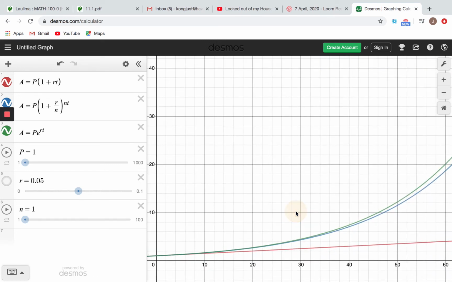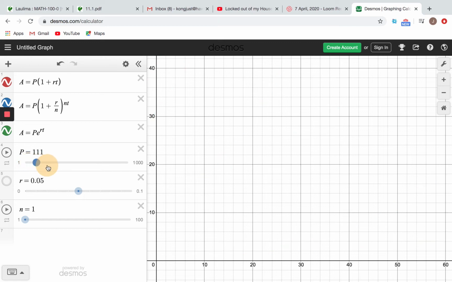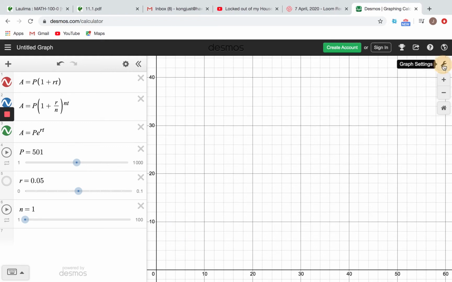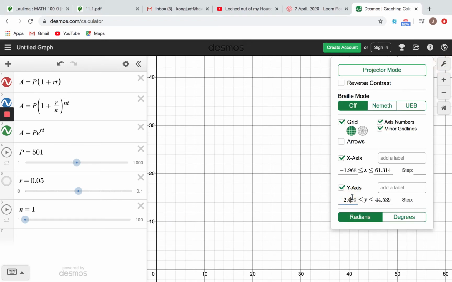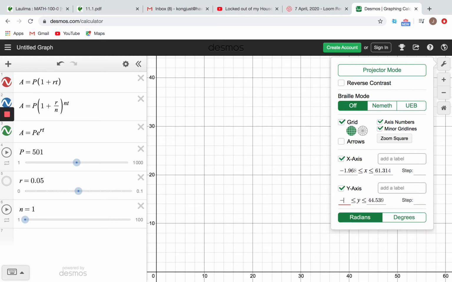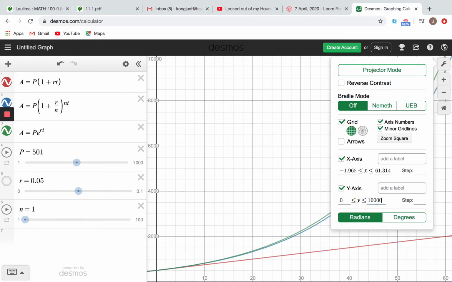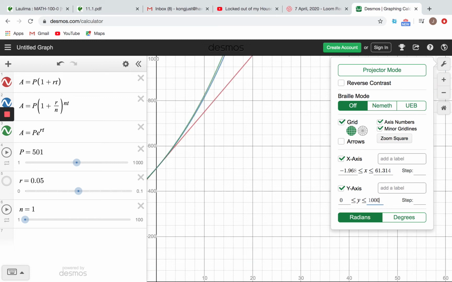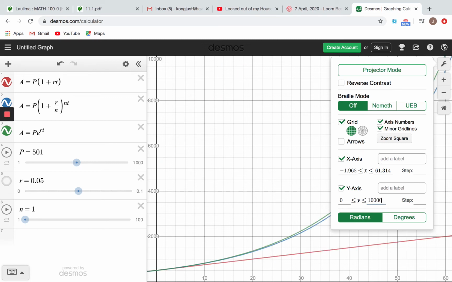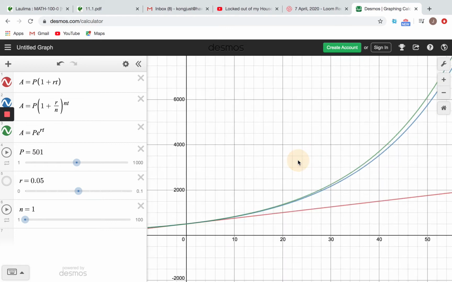All right, that's for $1. Let's increase our values and start with $500. You notice now my graphs are off the charts, so I need to adjust my settings so that I can see things. Let's go from 0 to, let's go to like 10,000 or 100,000. No, looks like 10,000 is about the right choice.